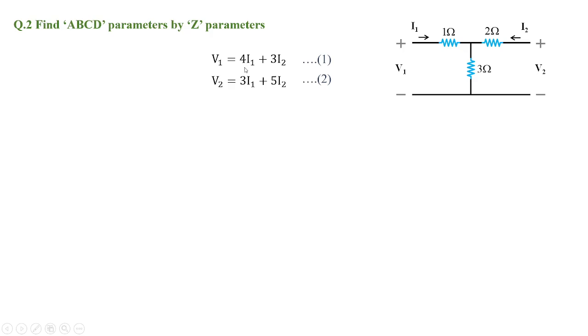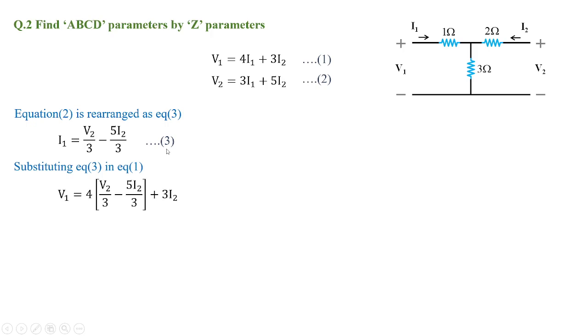Okay. Now, what if I want to find the ABCD parameters from the Z parameters? Already we have derived the Z parameters, given by equations 1 and 2, and equation 2 is rearranged as equation 3. I have taken 3I1 and shifted 5I2 to the left side, so it becomes V2 minus 5I2, and I want the value of I1. Then I1 will be equal to V2 by 3 minus 5 I2 by 3. I'm treating this as equation 3 and substituting it in equation 1, where I1 is replaced by equation 3. So you get 4 V2 by 3 minus 5 I2 by 3. Now this gives V1 equal to 4 V2 by 3 minus 11 I2 by 3.